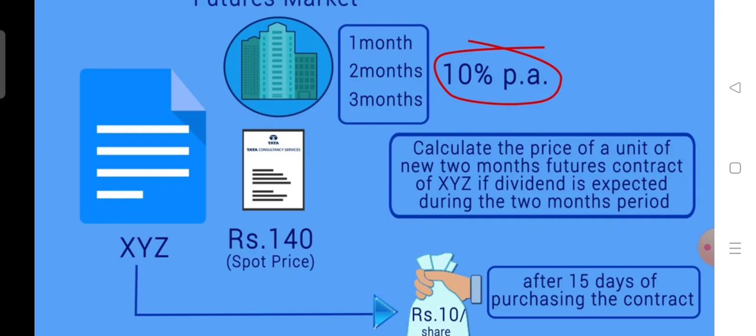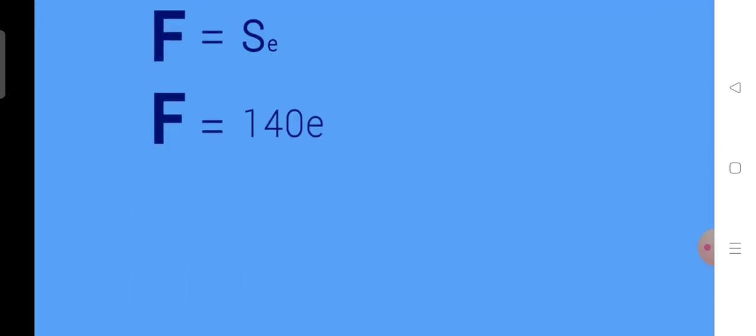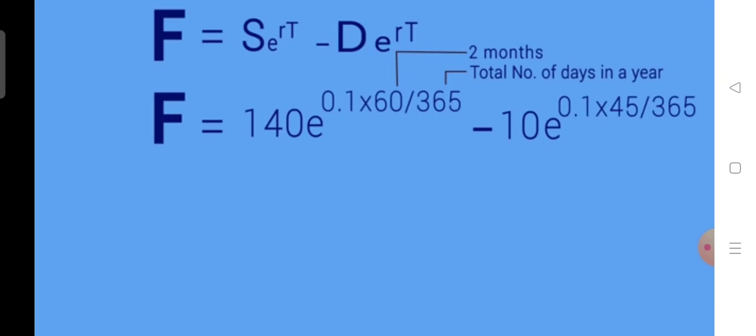So now to calculate the futures price, we need to reduce the cost of carry to the extent of dividend received. So here we solve the sum. F is equal to 140 into e to the power 0.1 into 60 by 365. 60 is 2 months and 365 is total number of days in a year, minus 10, the dividend amount, into e to the power RT, which is 0.1 into 45 by 365.